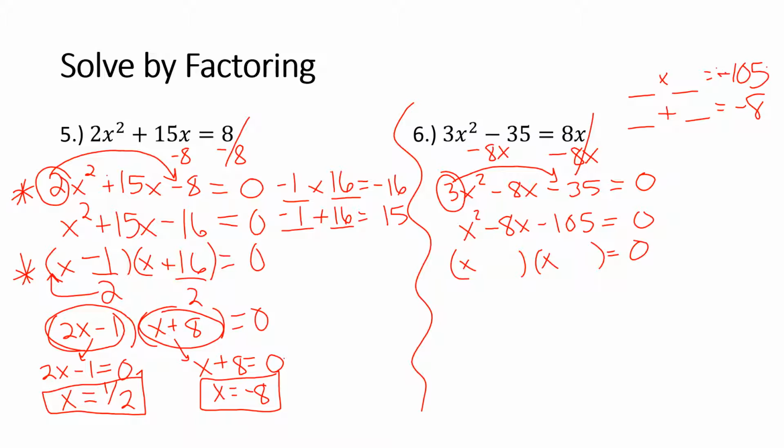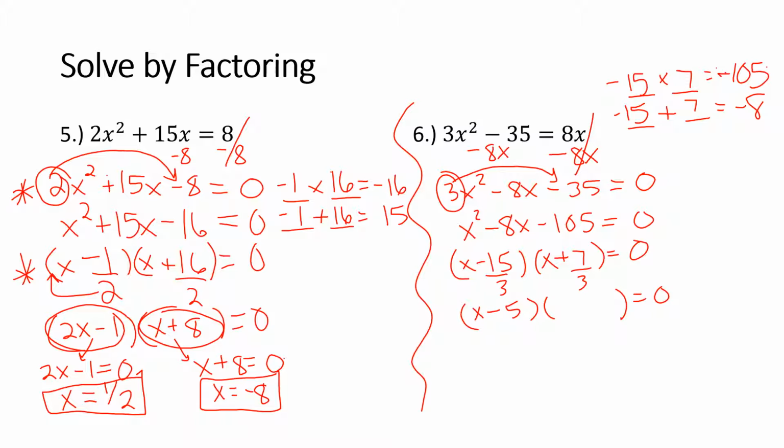So here we start crunching some numbers in the calculator. We're trying to figure out what multiplies to negative 105 and adds up to negative 8. And I'm getting negative 15 and positive 7. Negative 15 times 7 is negative 105, and negative 15 plus 7 is negative 8. So here I have x minus 15 and x plus 7. Don't forget to divide by 3, which leaves us in this step with x minus 5.